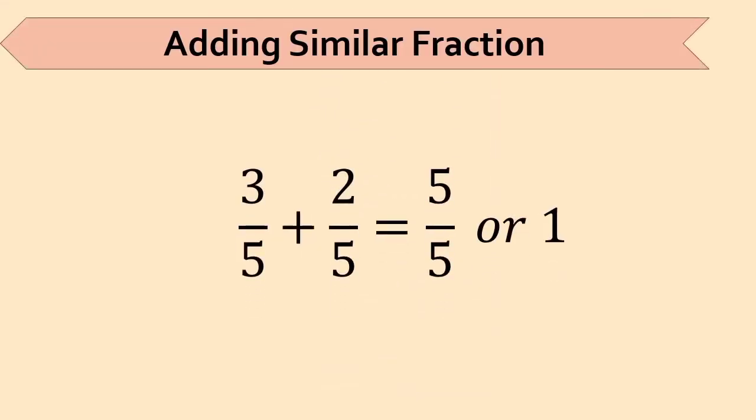Another example is 3/5 plus 2/5. So our denominator is 5, and then we add the numerators 3 and 2. So 3 plus 2 equals 5. So our answer is 5/5. So we are going to simplify our answer into lowest term. So 5 divided by 5, we got 1, or 5 over 5 equals 1.